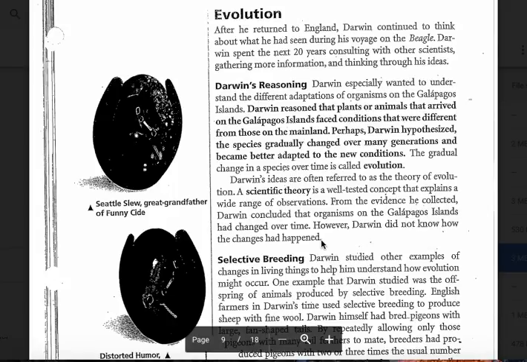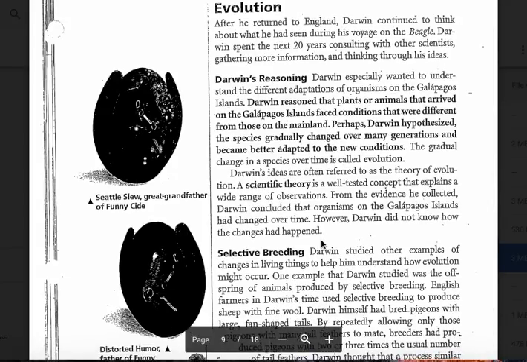Evolution. After he returned to England, Darwin continued to think about what he had seen during his voyage on the Beagle. Darwin spent the next 20 years consulting with other scientists, gathering more information and thinking through his ideas. Darwin's reasoning. Darwin especially wanted to understand the different adaptations of organisms on the Galapagos Islands. Darwin reasoned that plants or animals that arrived on the Galapagos Islands faced conditions that were different from those on the mainland. Perhaps, Darwin hypothesized, the species gradually changed over many generations and became better adapted to the new conditions. The gradual change in a species over time is called evolution.